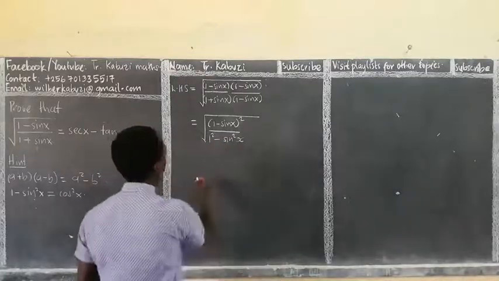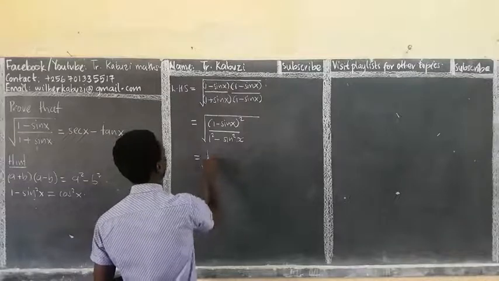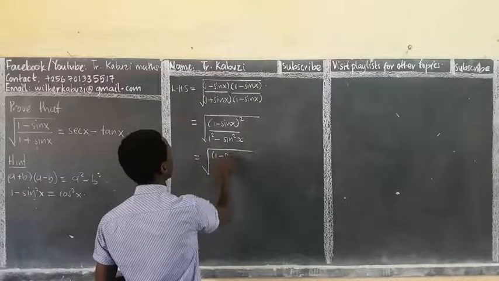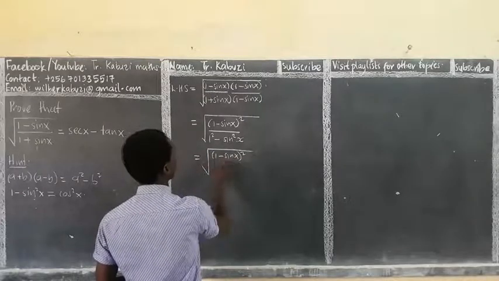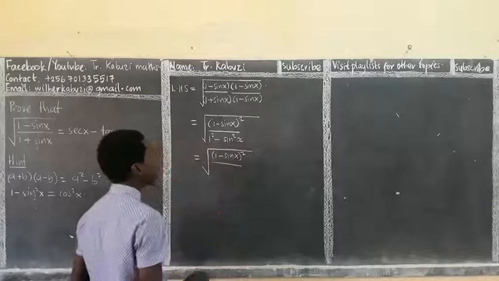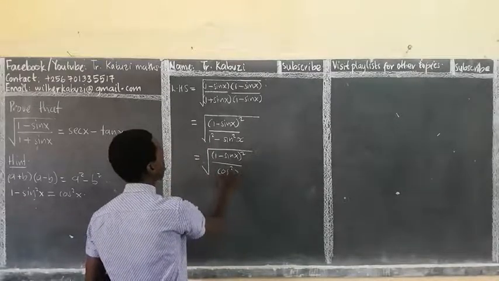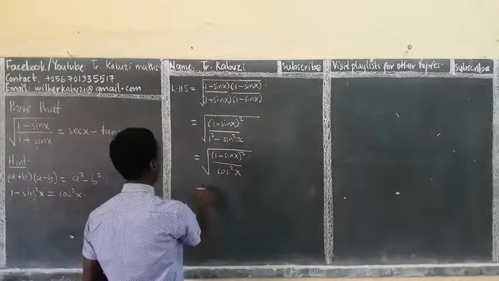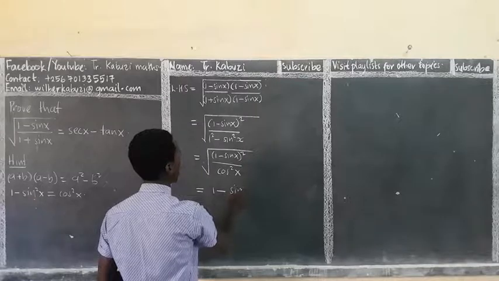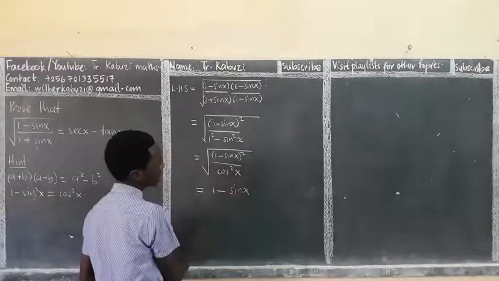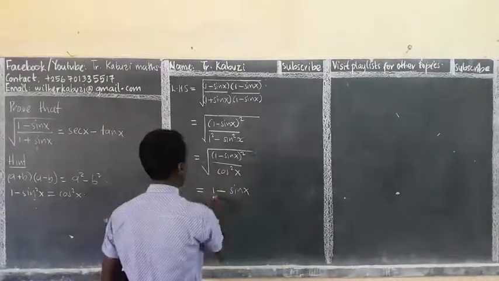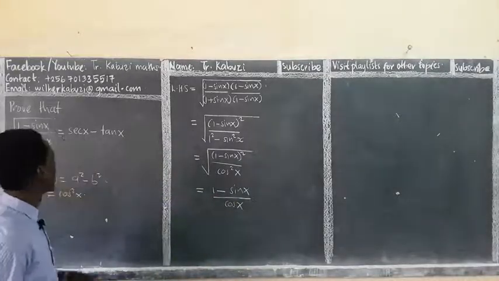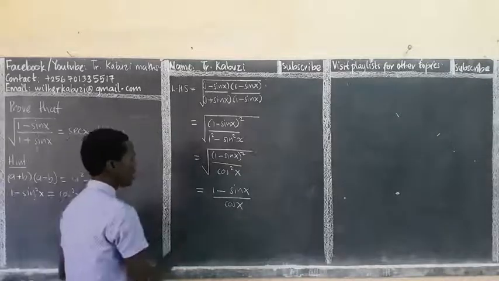So now I will be having this as the square root of 1 minus sine x, the whole squared, over 1 minus sine squared, which gives us cos squared x. And we have a root of this and this. This one will result in 1 minus sine x, because the root goes with that square, and also this goes with that square, the whole over cos x. This is the cos I wanted to create, so that I don't have any root on it.